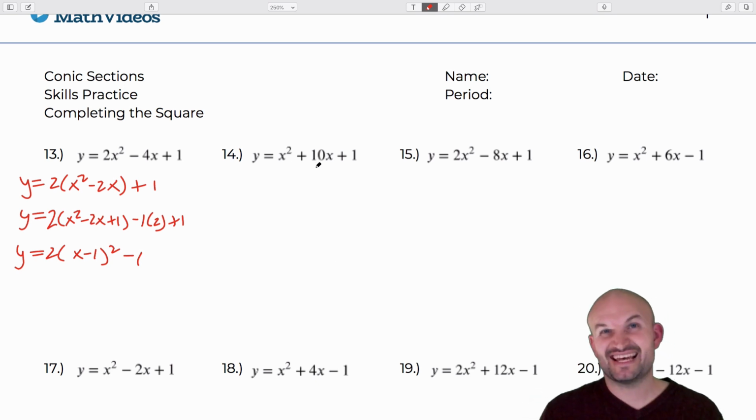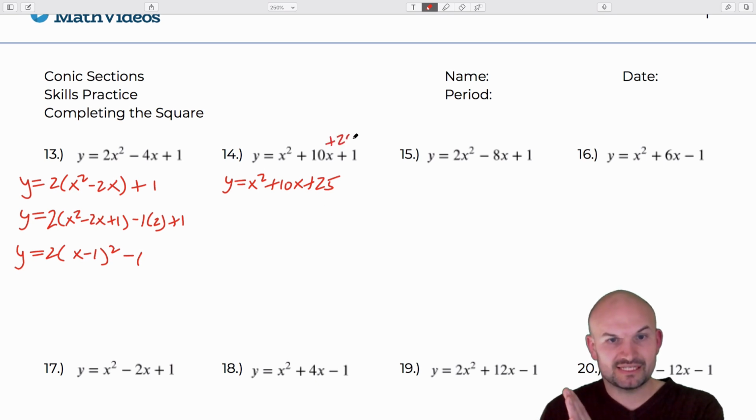In this case, I could say that's going to be 5, so it's going to be 25. So I can just rewrite this as x squared plus 10x plus 25. Right? That creates a perfect square trinomial. So I'm just adding basically a 25 and subtracting a 25.